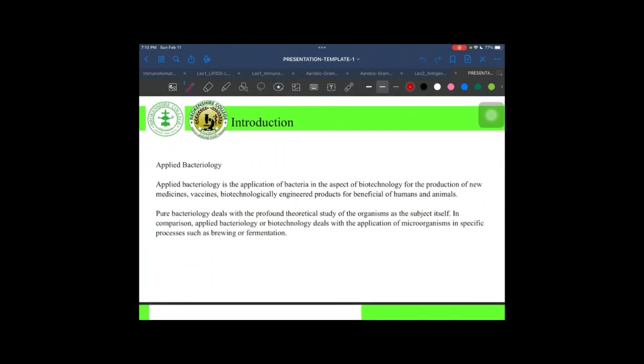What is applied bacteriology? Applied bacteriology is the application of bacteria in the aspect of biotechnology for the production of new medicines, vaccines, and biotechnologically engineered products for the benefit of humans and animals. Pure bacteriology deals with the profound theoretical study of the organisms as the subject itself. In comparison, applied bacteriology or biotechnology deals with the application of microorganisms in specific processes such as brewing or fermentation.